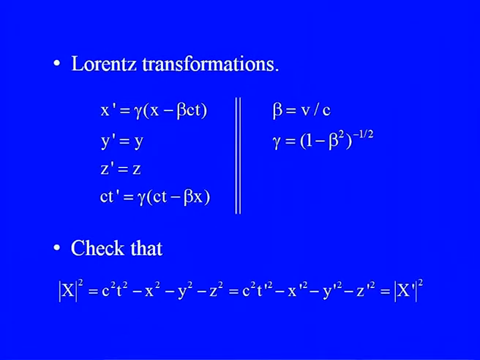Fine. So what happens to the quantity capital X prime? If you do c square t square minus x square minus y square minus z square, you should check that this becomes equal to c square t prime square minus x prime square minus y prime square minus z prime square. So the norm of the quantity X, capital X that is, the 4 vector, remains invariant whether you are doing it in the S frame or the S prime frame.